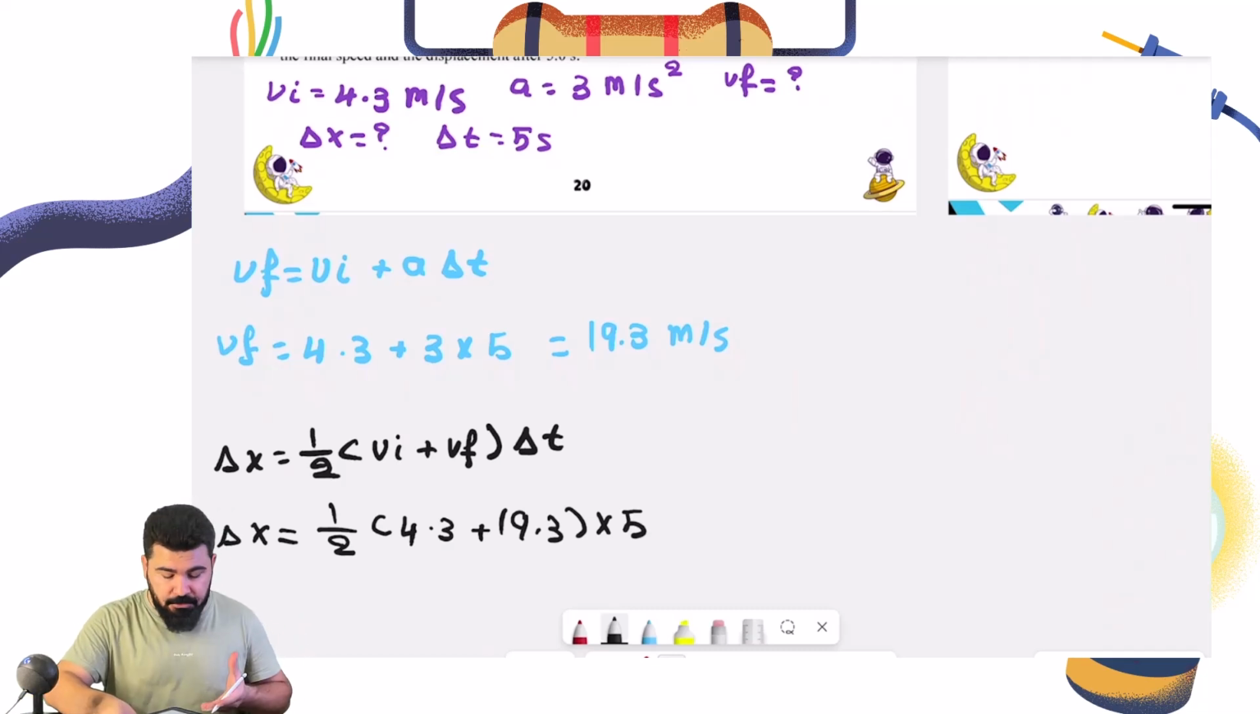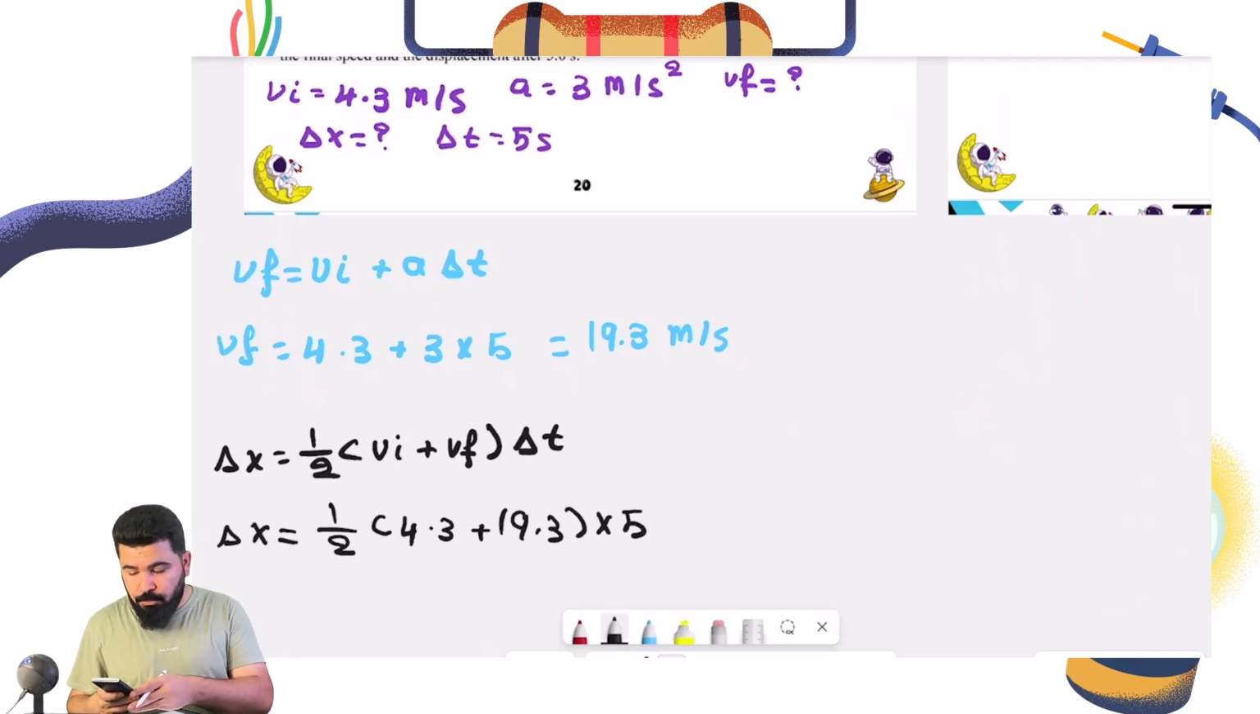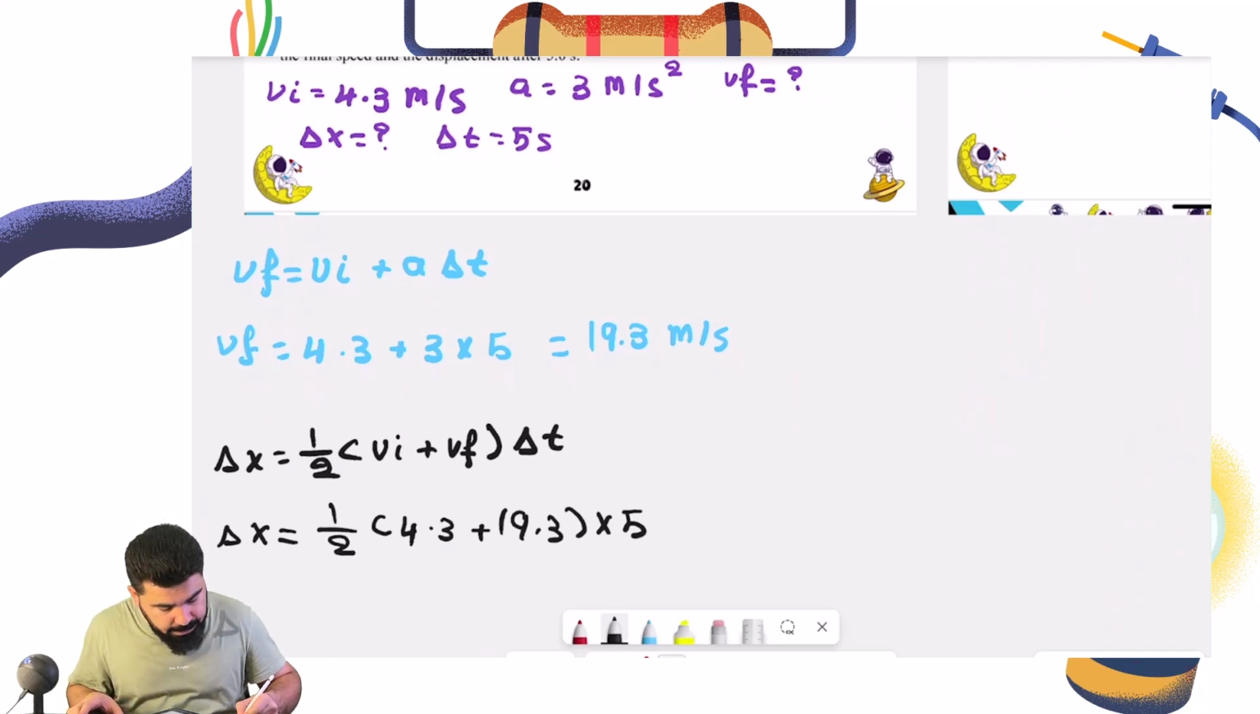Let's calculate that. So 5 divided by 2. Why divided? Because 5 multiplied by 1 over 2 becomes 5 divided by 2. We have 2.5 outside the parenthesis, multiplied by 4.3 plus 19.3. Okay, we have 59. So delta x is equal to what? It is equal to 59 meters.